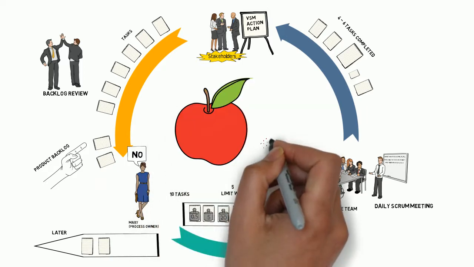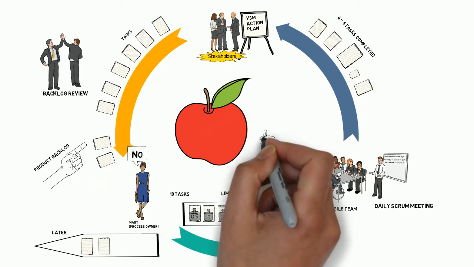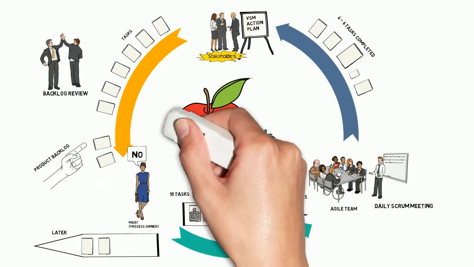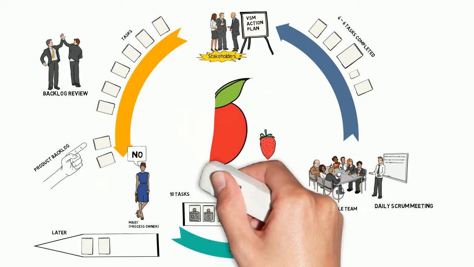I don't know what this apple weighs or that strawberry, but I'm pretty sure the apple weighs at least 5 times as much as that strawberry, and that tastes better, to me at least. And that's all Mary needs to know in order to prioritise the backlog. It's a pretty cool thing that way.